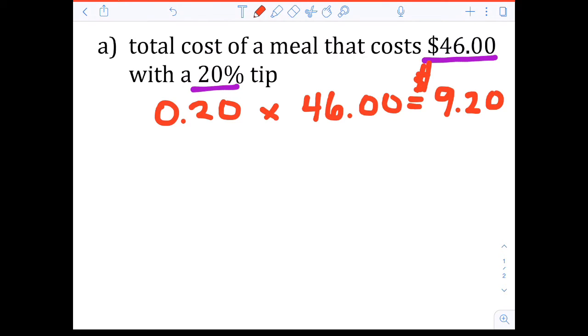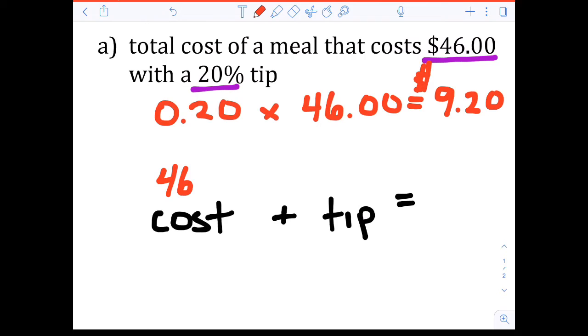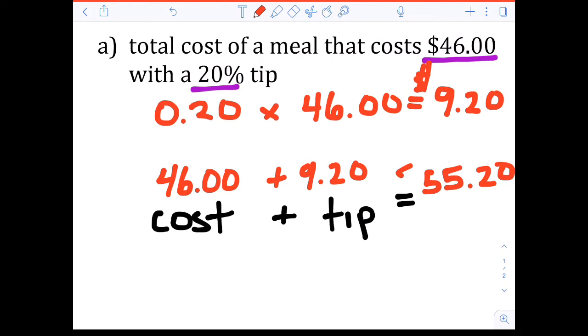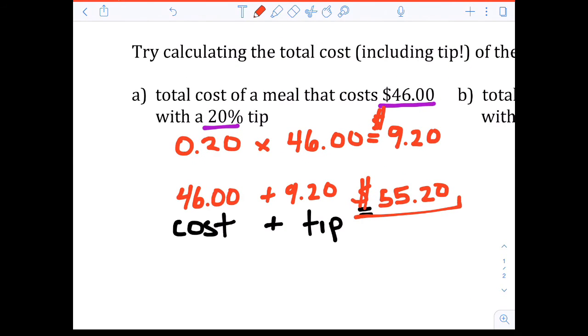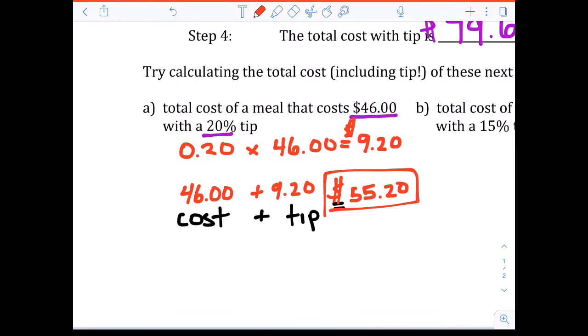So I have to add that. So we're going to add the cost plus the tip. That's how much we'll end up paying for our item. So the cost was $46 for our meal. We're going to be adding $9.20 for our server. And when I add those together, we get $55.20. That's how much we would be paying on our credit card, or however we pay.